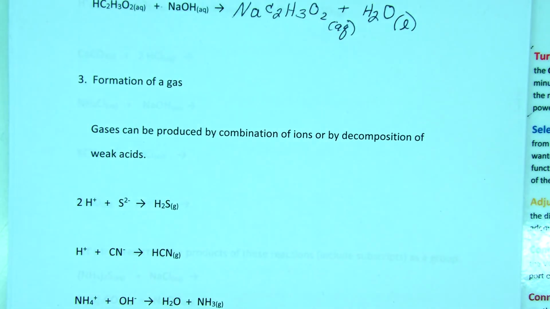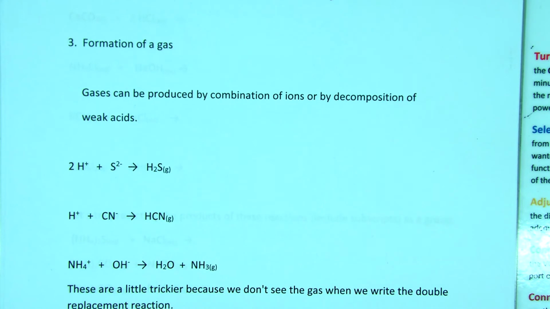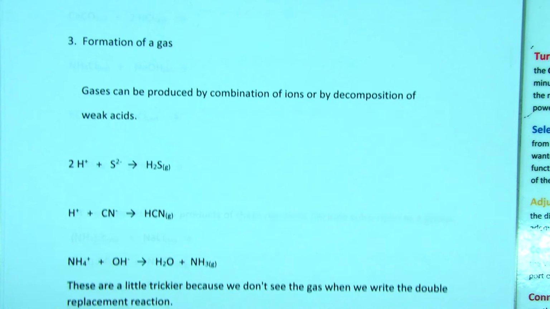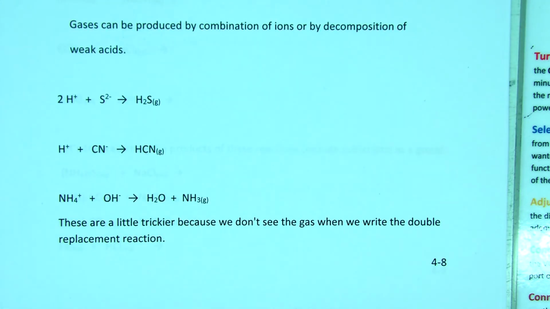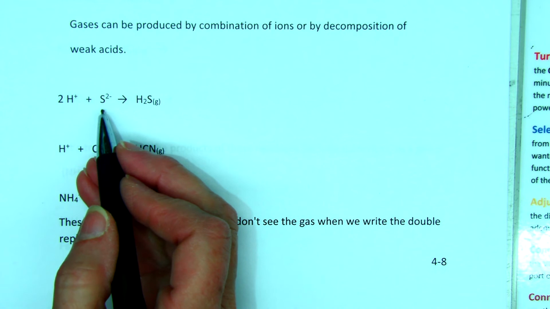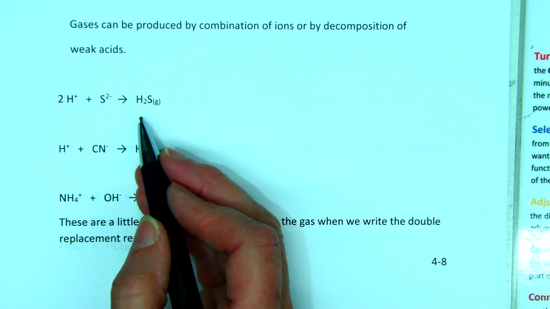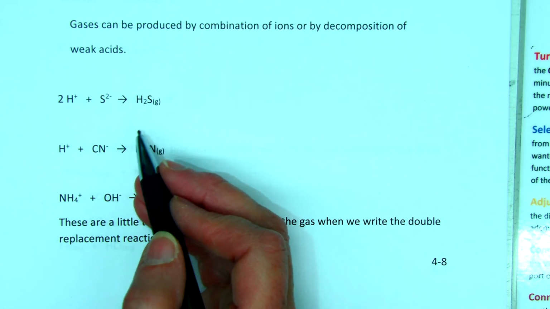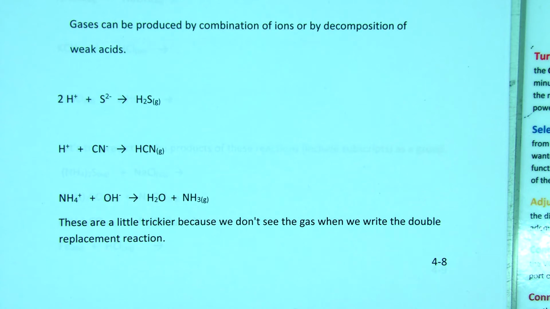Now let's look at the last example, where we deal with gases. This is the trickiest one because this is material you really have to study and practice and learn so that you recognize these combinations of ions and the gases they form. We can produce gases by the combination of a couple of ions or by the decompositions of weak acids or weak bases. So if we have hydrogen ions reacting with sulfide ions, we make hydrogen sulfide gas. You know this gas, it's the rotten egg smell. So you're familiar with that from everyday life.